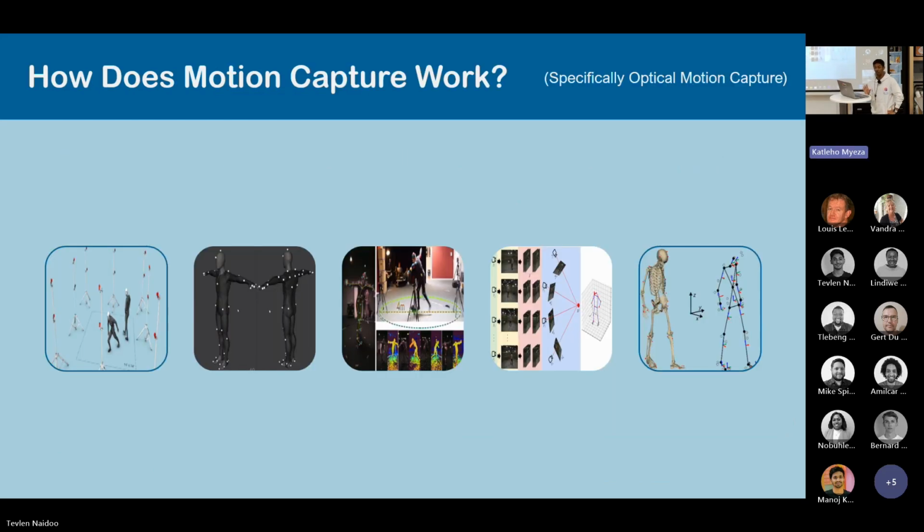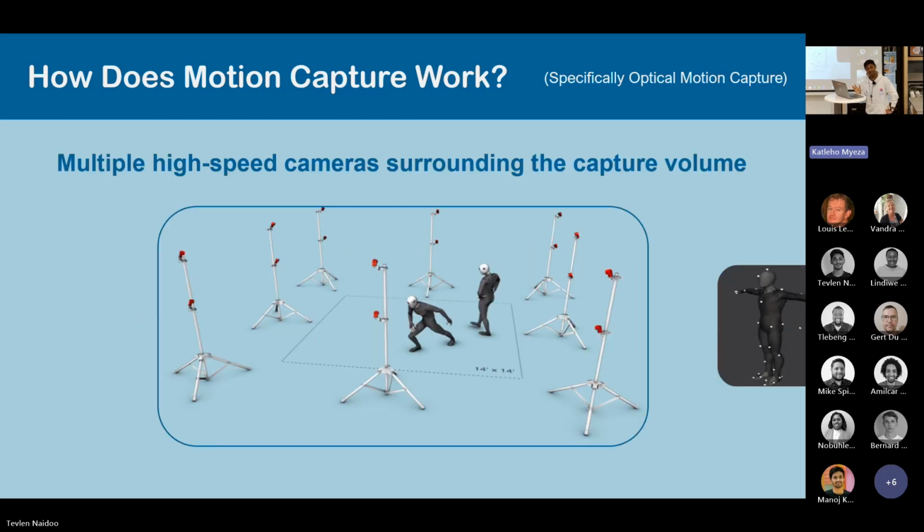But to go a little bit more in depth about how motion capture works, specifically for optical motion capture. Optical motion capture involves two main components, your cameras and your reflective markers. First off, you have to get a bunch of high-speed cameras. You have multiple. You set them around your model, and you have to surround your capture volume to get as many angles as possible for the best data, obviously.